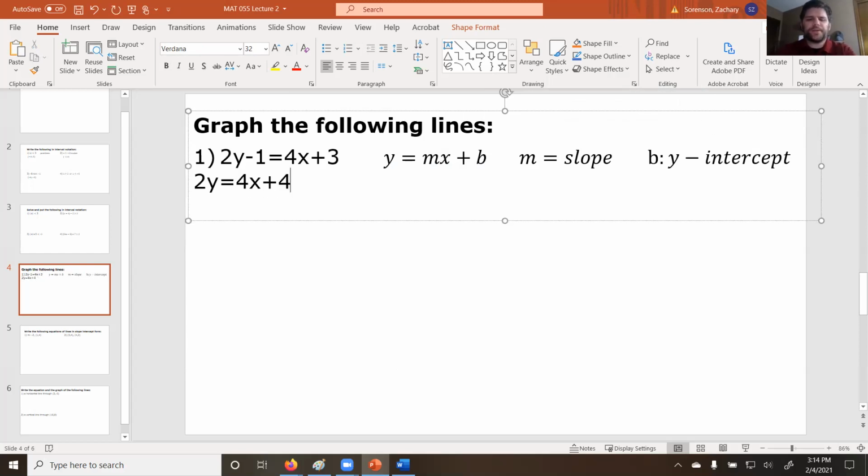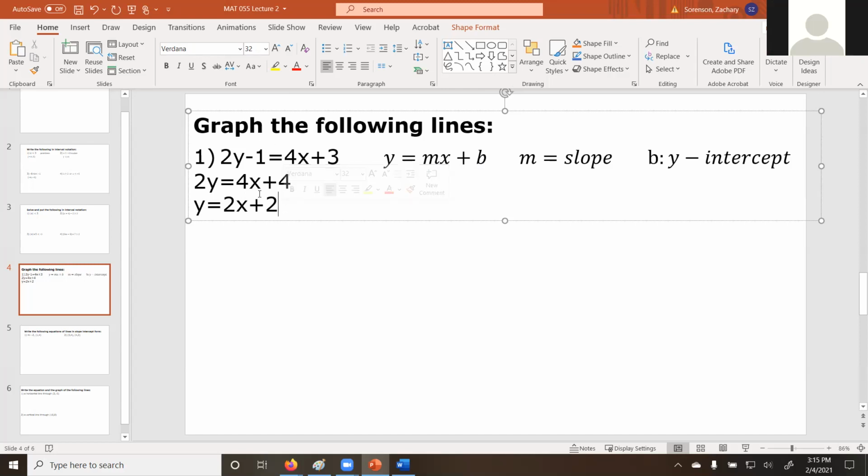And when we divide by 2, we divide the entire side by 2. So it's not just going to be 2x. We divide the 4x by 2, which gets me 2x. We divide the 4 by 2, which gets me 2. Make sure you're dividing every single term on the other side.